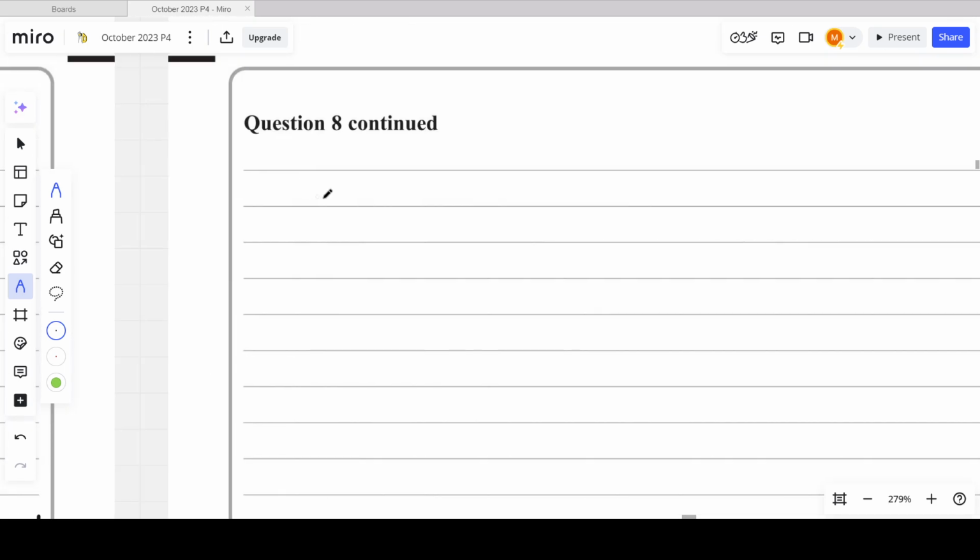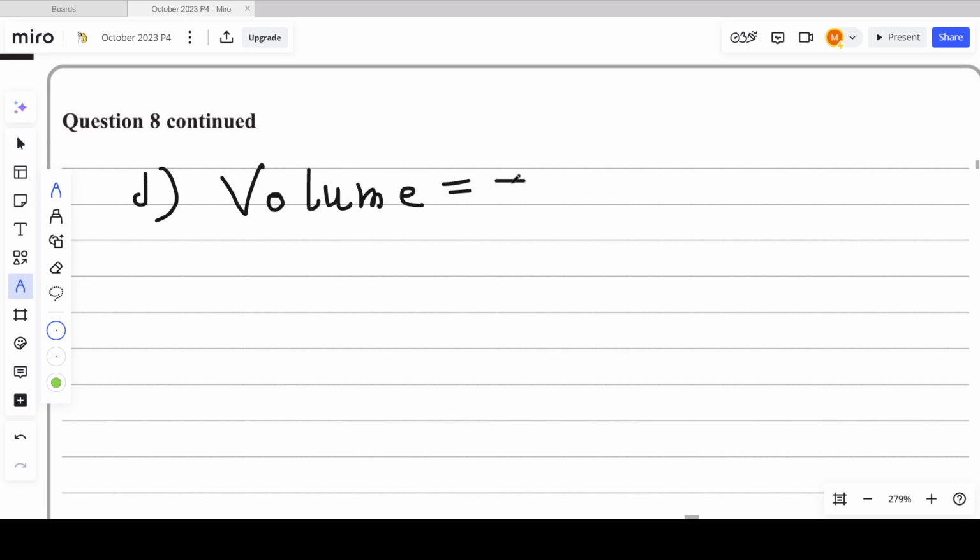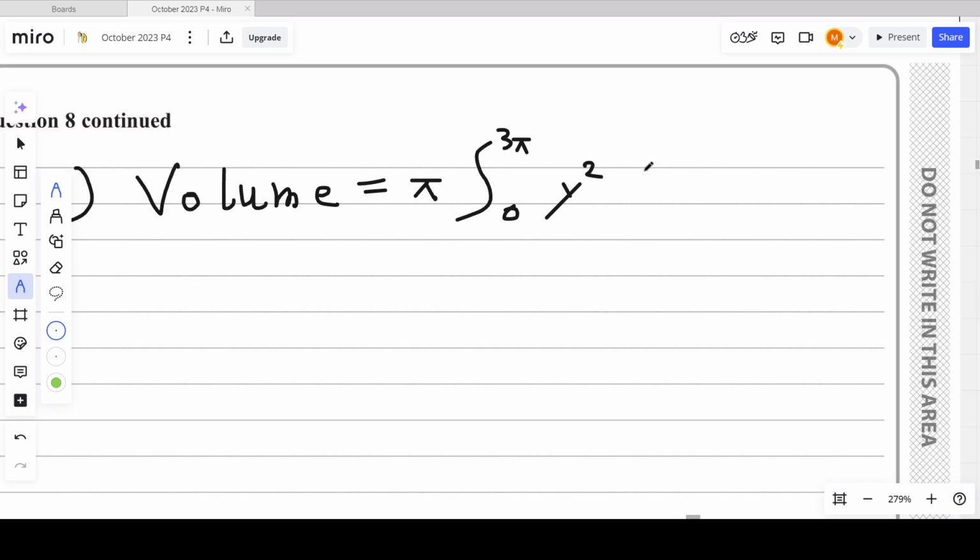Okay, for part D, volume of revolution. For finding the volume, what we need to use? Integration: pi times the integration of y squared dx. The upper limit is 3 pi and the lower limit is 0. y squared dx, right? This would be the equation.